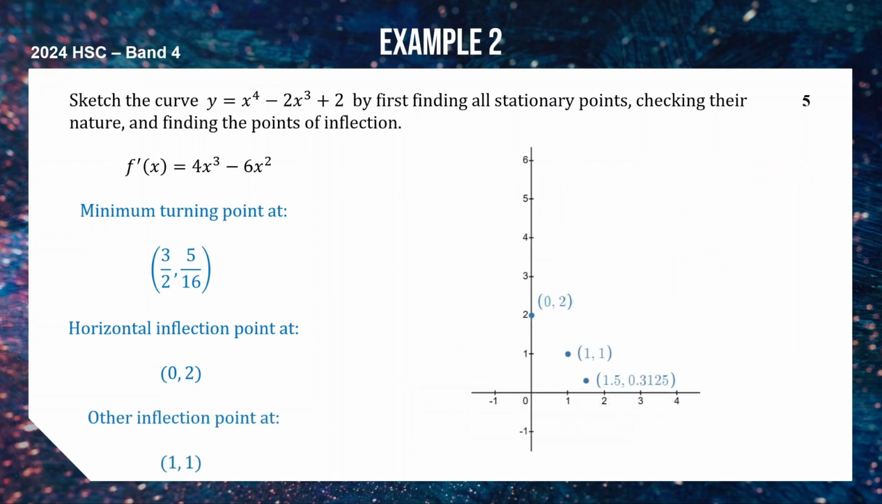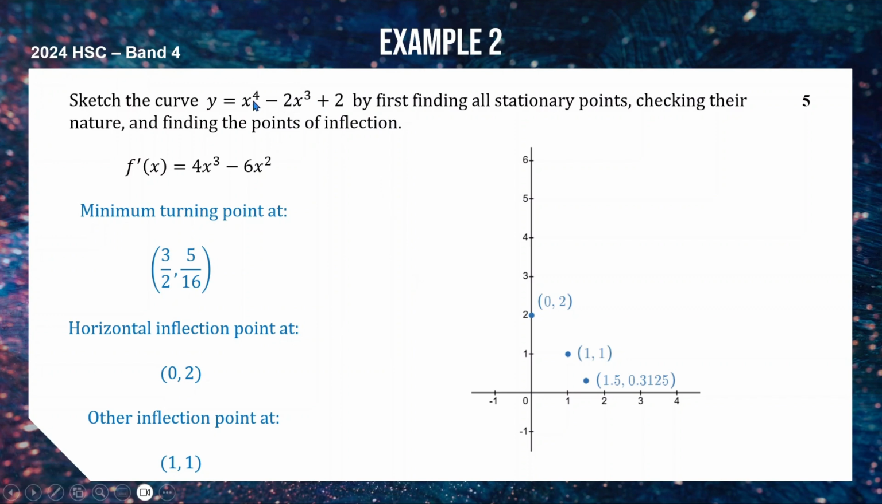Let's make some space. Okay, here's our graph. We have 0, 2 just here for our horizontal inflection point. We have 1, 1, which is here, which is our other inflection point, and our minimum turning point is at 1.5, 0.3125. Obviously, I've done this digitally, so yours may not look as beautiful as this, but that's okay. As long as you're showing the information that you've proven with the calculus, you're going to get the marks here.